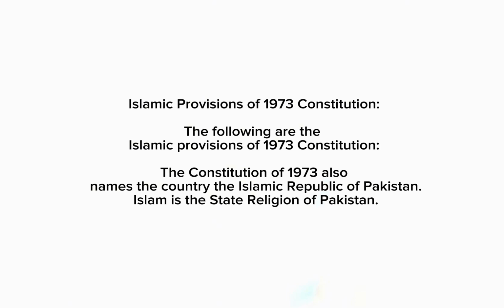Islamic provisions of 1973 Constitution. The following are the Islamic provisions of the 1973 Constitution. The Constitution of 1973 also names the country the Islamic Republic of Pakistan. Islam is the state religion of Pakistan. Sovereignty belongs to Allah Almighty. Only Muslims can become the President and Prime Minister of Pakistan. Islamic way of life. Islamization of laws.